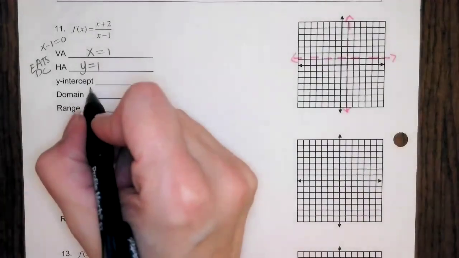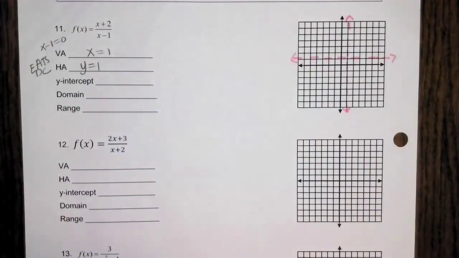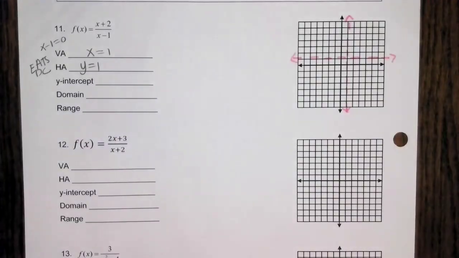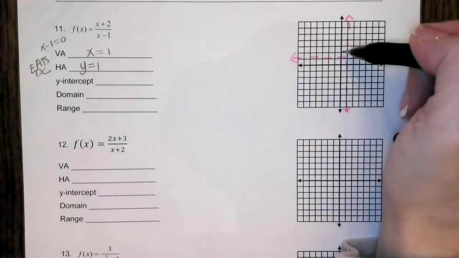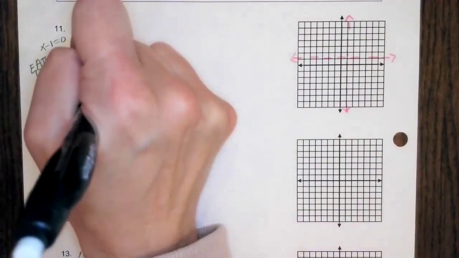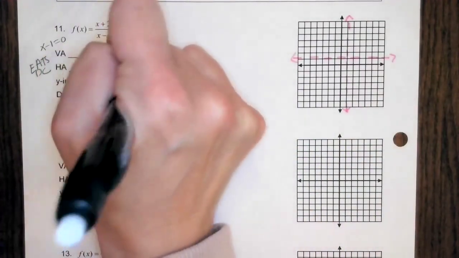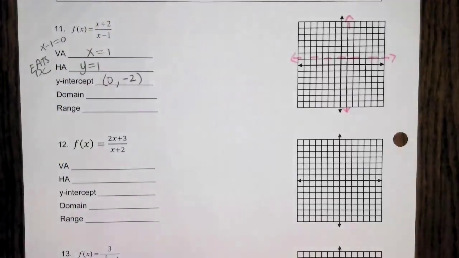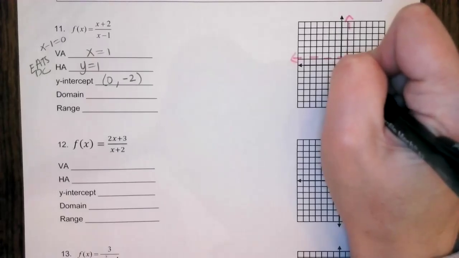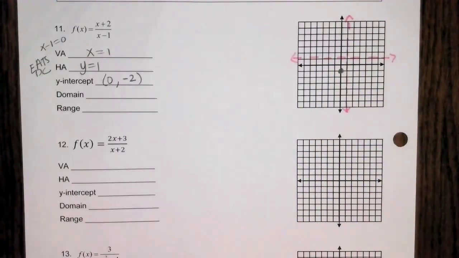All right, the next question here is for the y-intercept. That's usually an easy point to locate, so that's why we do that. To find the y-intercept, we plug in 0 for x in any function, not just rationals, but in all functions. In order for it to be on the y-axis, the x value is 0, so I plug in 0 there. And that gives me 2 over negative 1, which is negative 2. So we have a y-intercept right here at 0, negative 2.